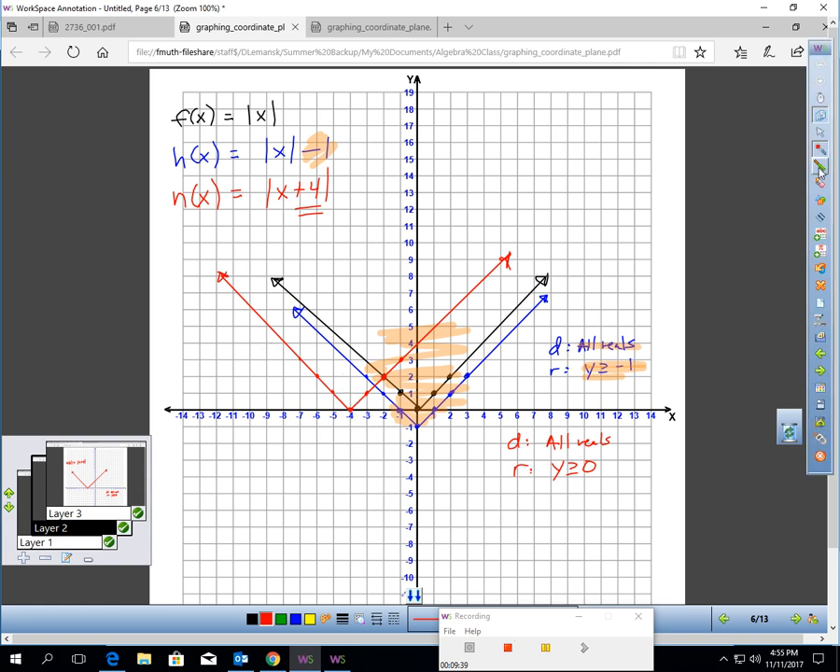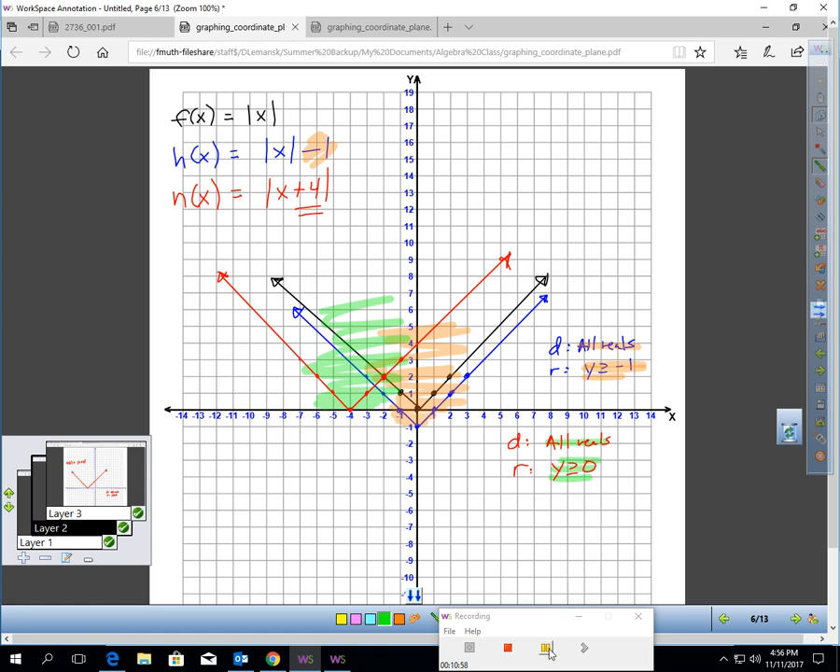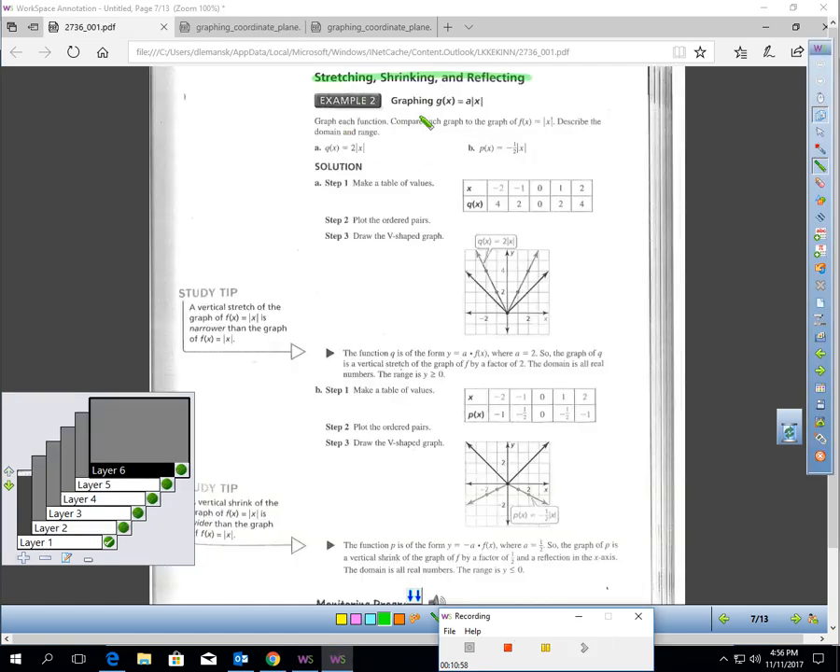Now my domain and range. My domain is all reals. X can be anything. Now my range, you notice how this graph is from 0 on up for y. There's my range, y greater than or equal to 0. That should make this easier because now we're going to talk about stretching, shrinking, and reflecting.